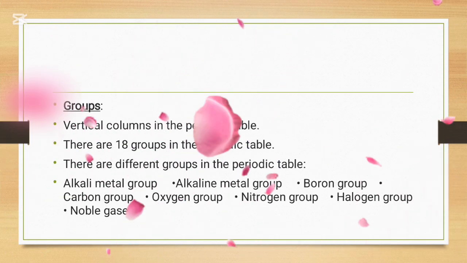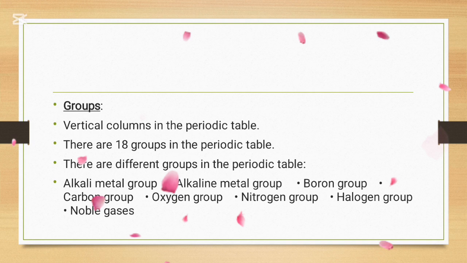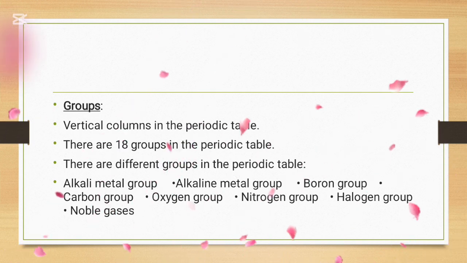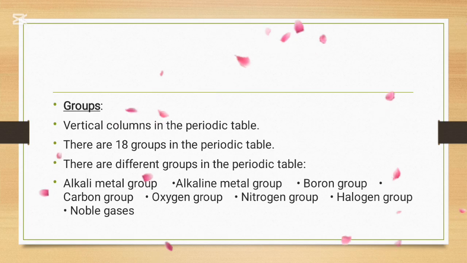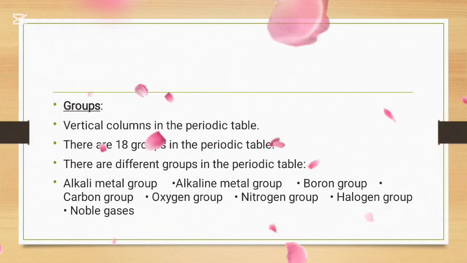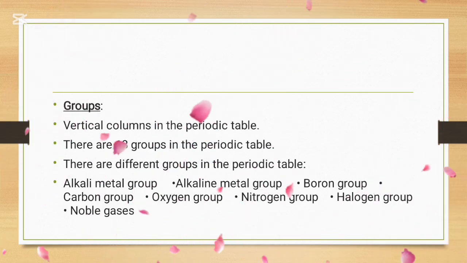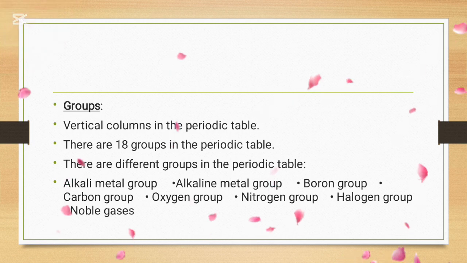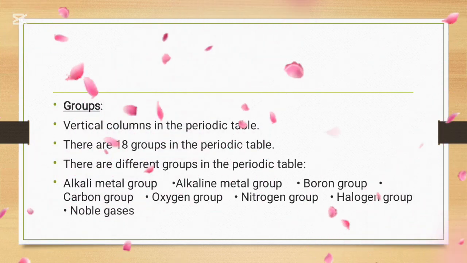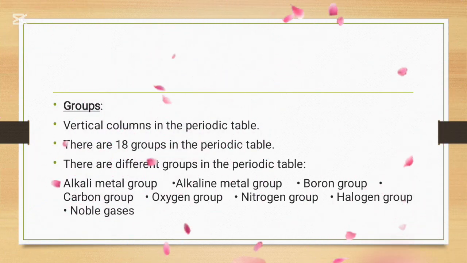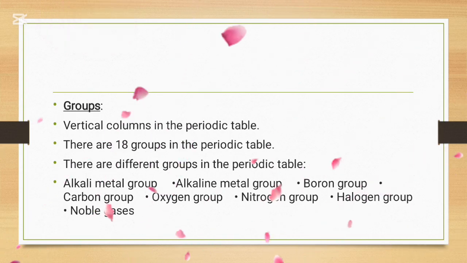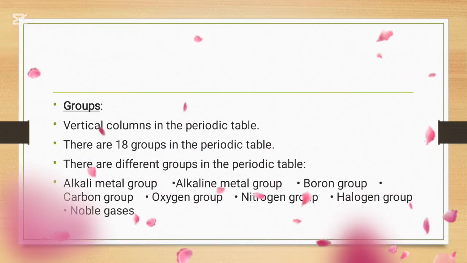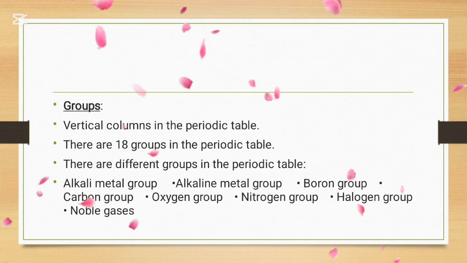Groups. Groups are the vertical columns in the periodic table. It means when we study the periodic table from top to bottom, we are studying basically the groups. There are 18 groups in the periodic table, and there are different types of group in the periodic table. For example, alkali metal group, alkaline metal group, boron group, carbon group, oxygen group, nitrogen group, halogen group, and noble gases.